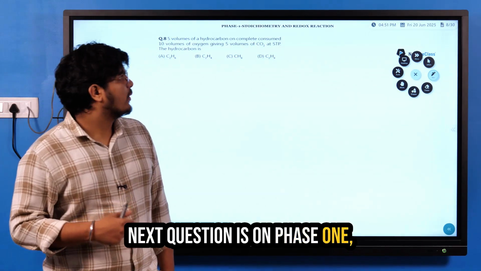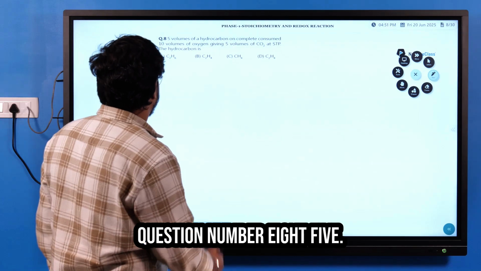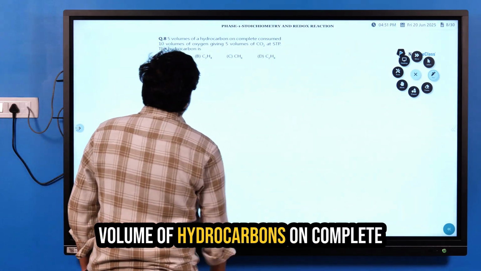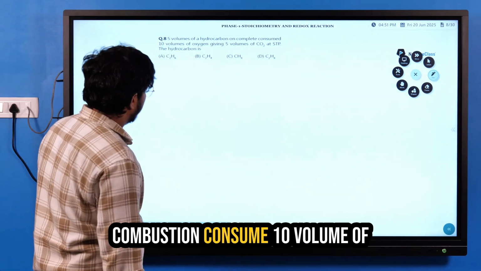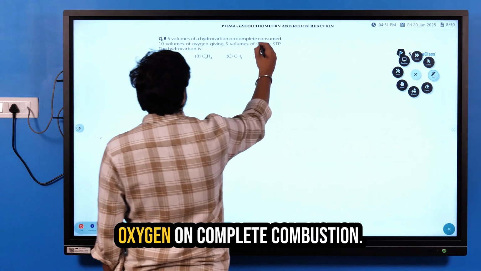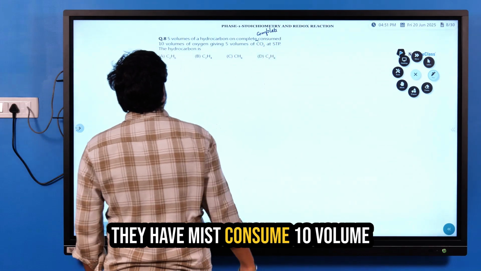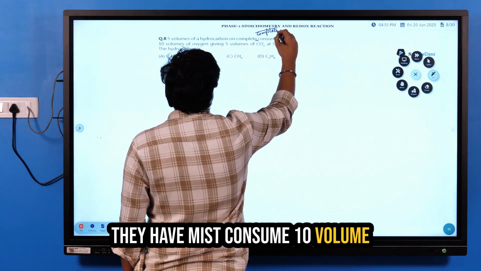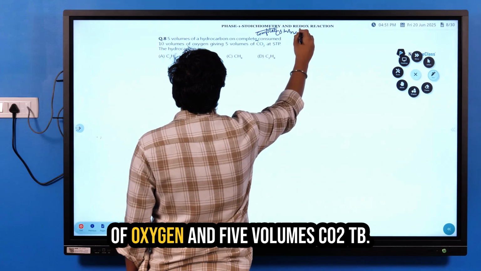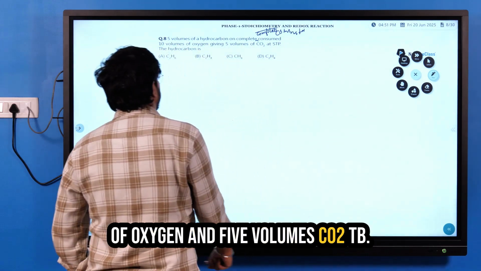Next question is on page 1, stoichiometry and redox reaction. Question number 8. 5 volume of hydrocarbon on complete combustion consumes 10 volume of oxygen and produces 5 volume of CO2 at STP.